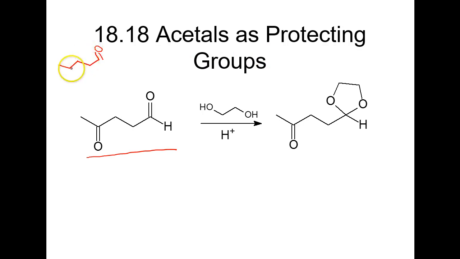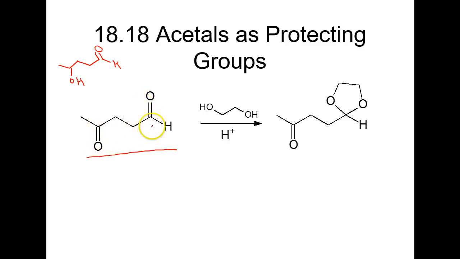Let's say you want this. Now, if you were to try to add sodium borohydride to this, what's going to happen? It's going to reduce this first, and then it's going to go ahead and reduce this. In fact, you might even have some of this first and then the aldehyde first. You might get a mixture. You might get a keto alcohol, an aldehyde alcohol, or a dialcohol, a diol.